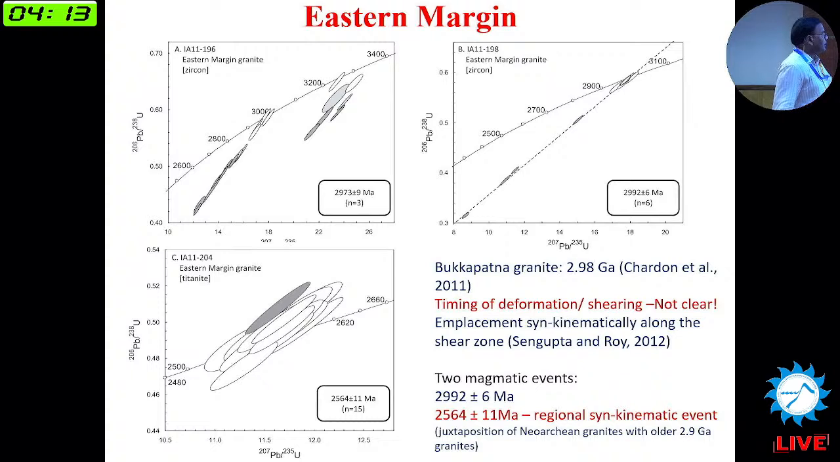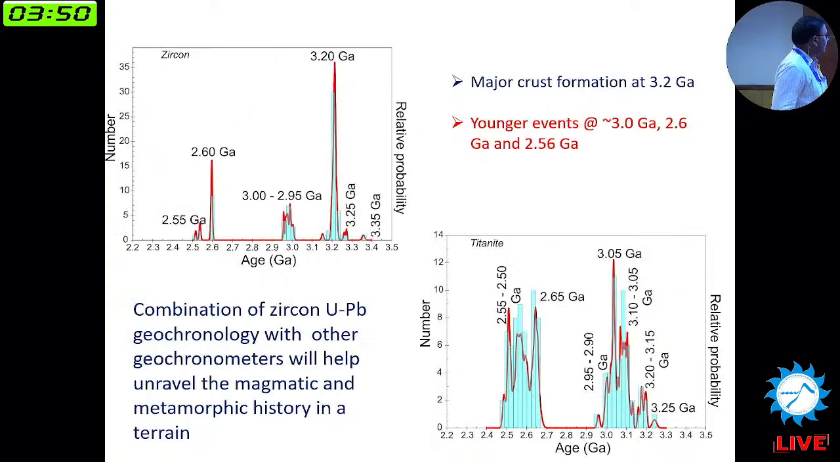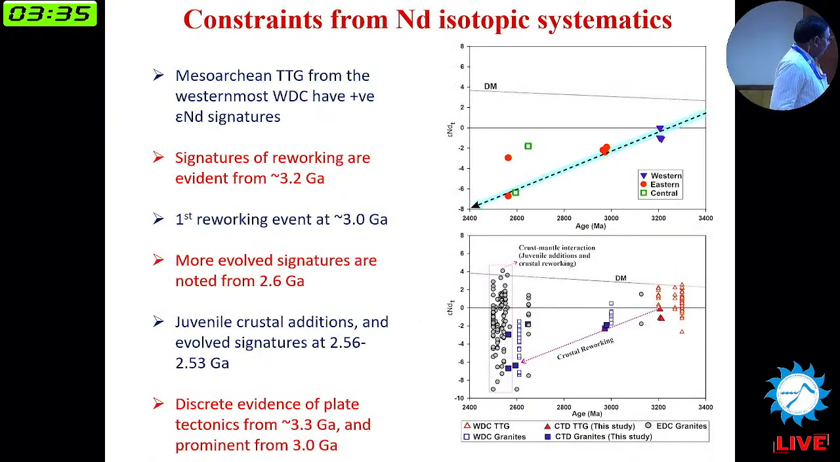For the Chitradurga eastern margin, there is no clear-cut evidence, though people say shearing has happened, and the shear zone marks the boundary. The timing of deformation or shearing is not clearly defined. Based on structural data there was some model, but apart from this, we have got this event, which reflects the regional synkinematic event. I don't want to get into that. Basically, what I wanted to say is that the two geochronometers together help in understanding and differentiating both the magmatic and metamorphic history. Apart from that, we did some neodymium isotopic systematics, whereas the western Dharwar.